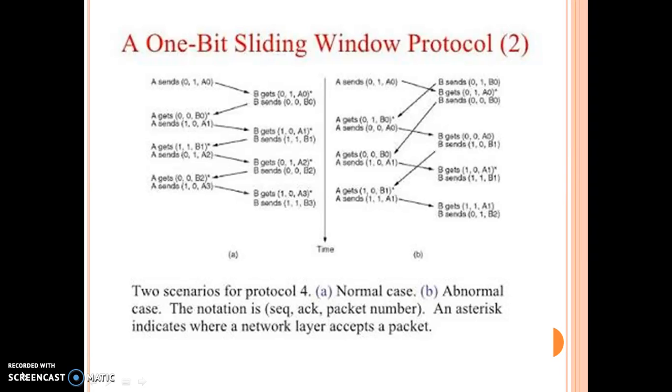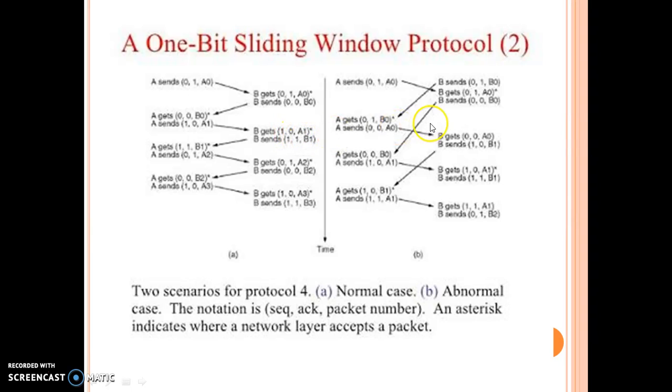No combination of lost frames or premature timeouts can cause the protocol to deliver duplicate packets to either network layer, to skip a packet, or to deadlock. However, a peculiar situation arises if both sides simultaneously send an initial packet. This synchronization difficulty is illustrated by the figure. In part A, the normal operation of the protocol is shown.